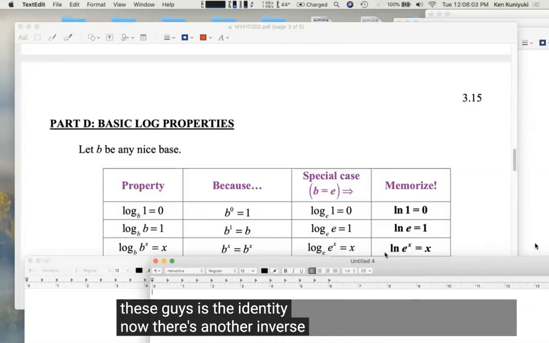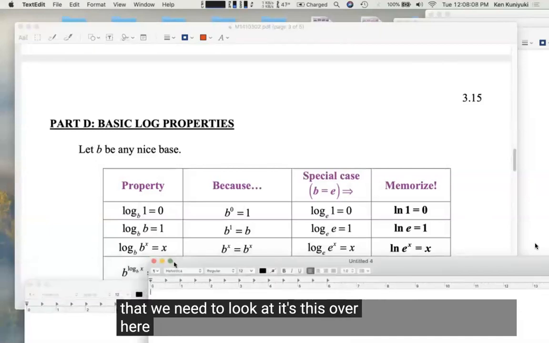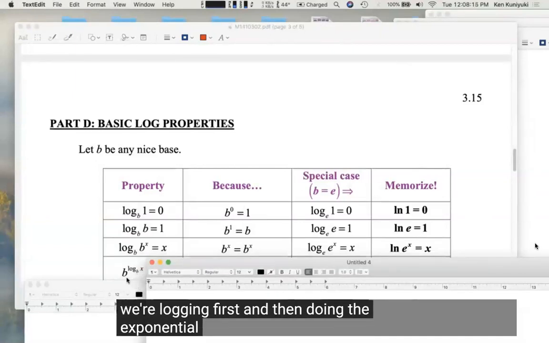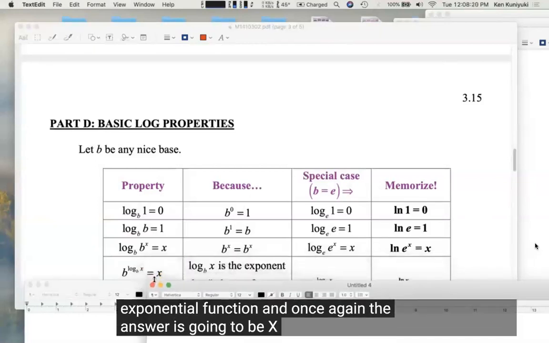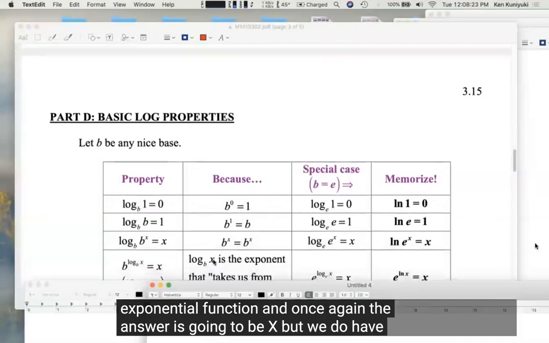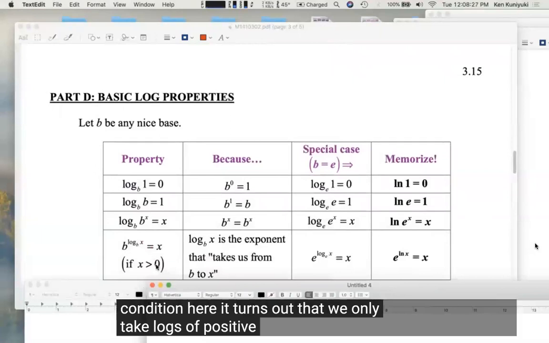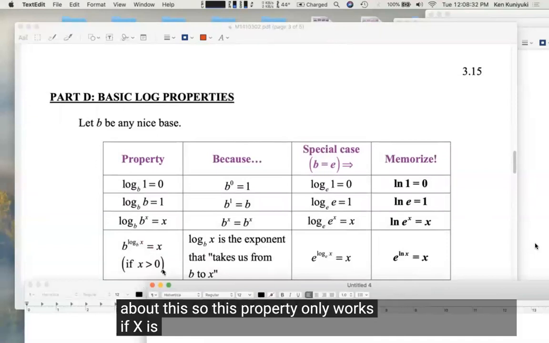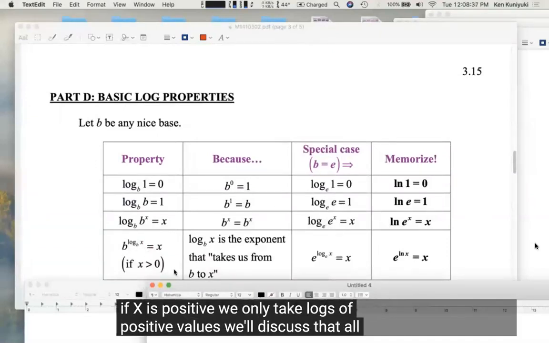Now, there's another inverse property that we need to look at. It's this over here. B to the log base b of x. So here, we're logging first and then doing the exponential function. And once again, the answer is going to be x. But we do have a condition here. It turns out that we only take logs of positive numbers. We'll talk about this. So this property only works if x is positive. We only take logs of positive values. We'll discuss that.